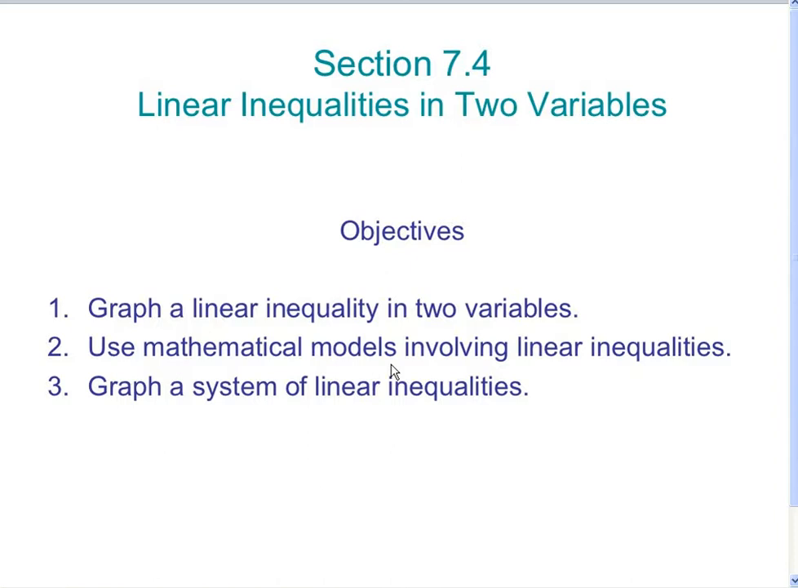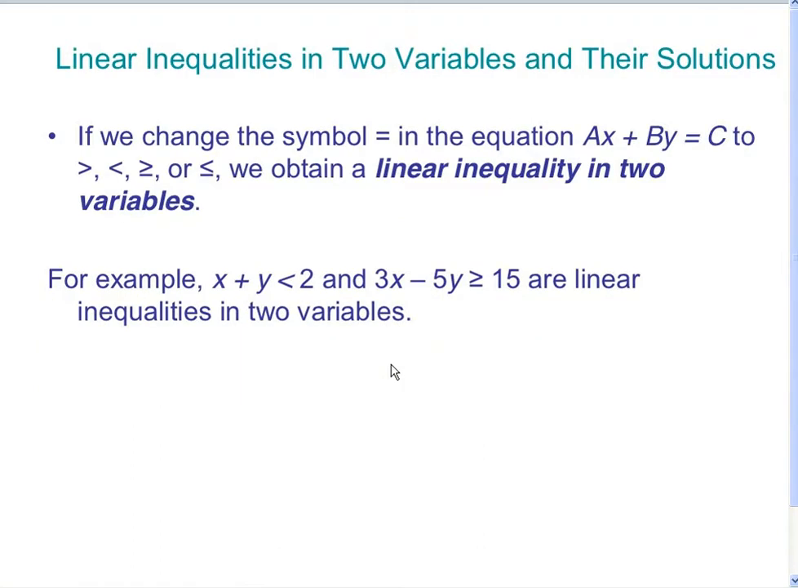Okay, section 7.4, linear inequalities in two variables. Suppose we have an equation, ax plus by equals c, that's in standard form, and we change the equal sign to an inequality, like greater than or less than, greater than or equal to, less than or equal to. If we do that, we get what we call a linear inequality.